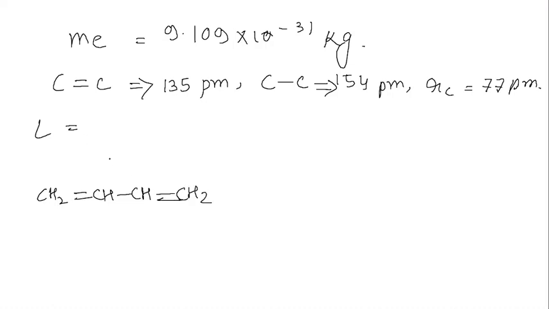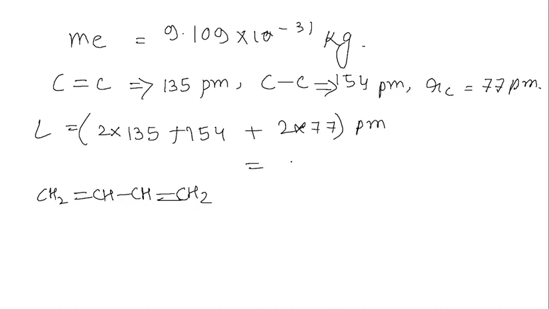So 2 C double bond C means 135, plus 1 CC bond 154, plus 2 CC radius, 2 into 77 picometer. Okay, what will be the value? Please do it with me. Okay, this is the L. Now we'll move to the energy expression.